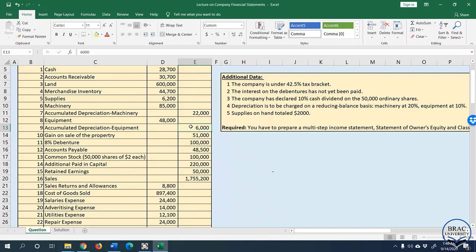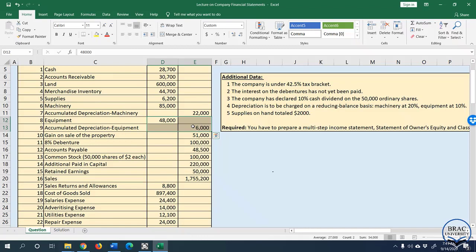If in your exam it is mentioned that it is the straight line method, you have to charge the depreciation on this amount. But if it is mentioned that it is declining or double declining or reducing balance method, you have to charge the depreciation on the book value of the asset. And this is not something new, you have learned this from chapter 10.